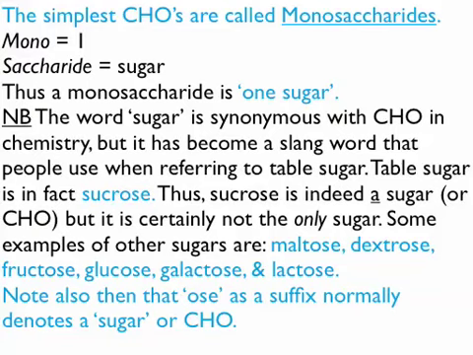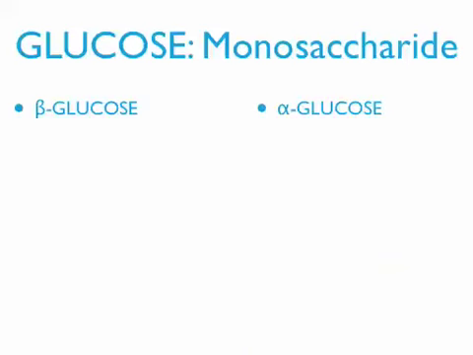But this means that sucrose is indeed a sugar, but it's really a carbohydrate, and sucrose is certainly not the only sugar. Some examples of other sugars, or carbohydrates, are maltose, dextrose, fructose, glucose, galactose, and lactose. Note also then that "ose" as a suffix normally denotes a sugar or carbohydrate. So let's look at a monosaccharide, and we'll look at the monosaccharide glucose. Glucose is of intense importance for this course. It's really the building block of all the carbohydrates that we look at.